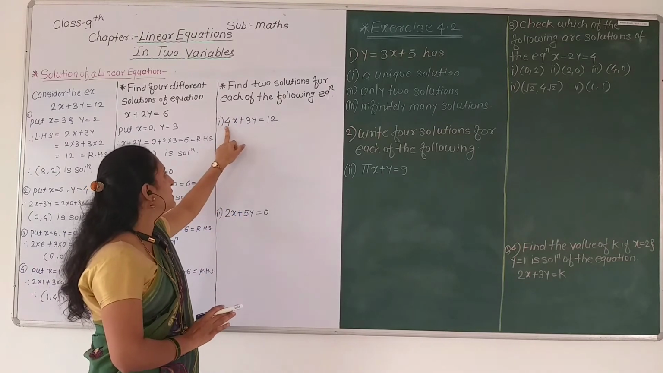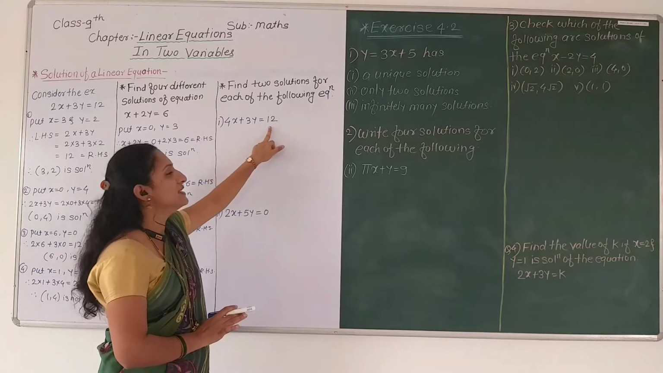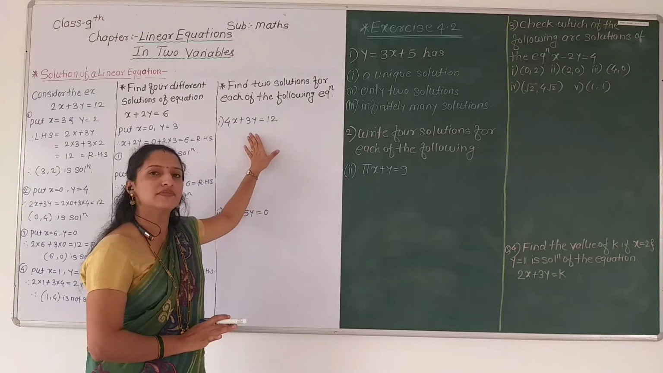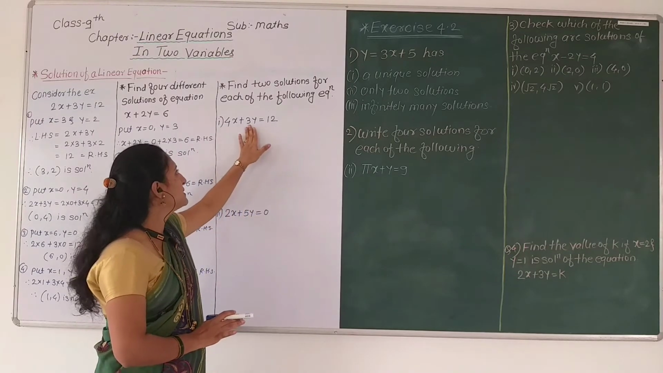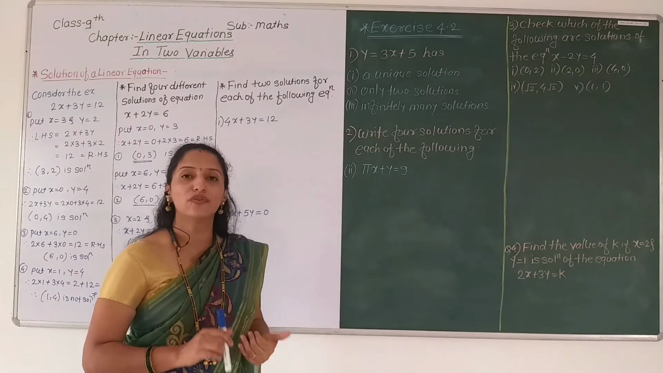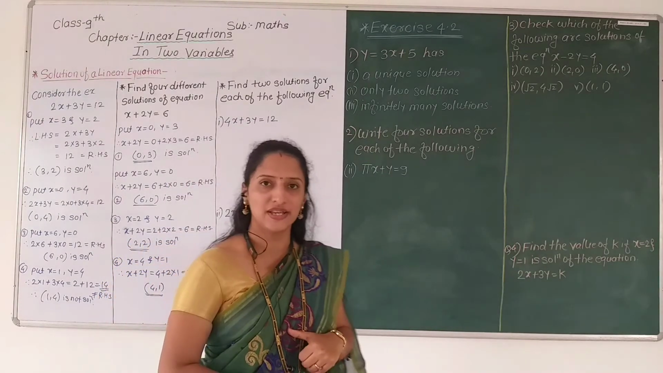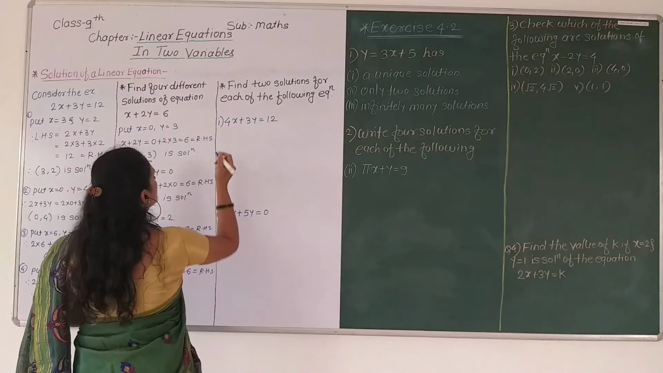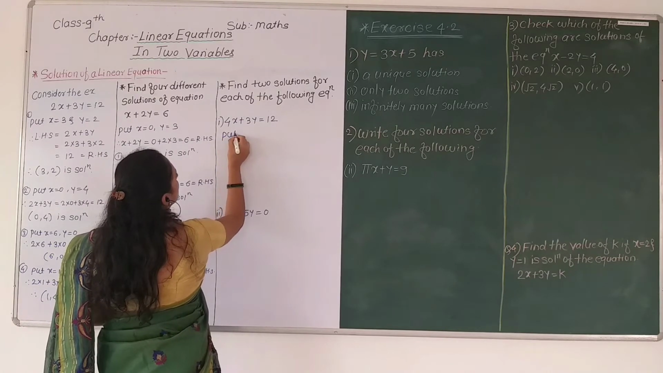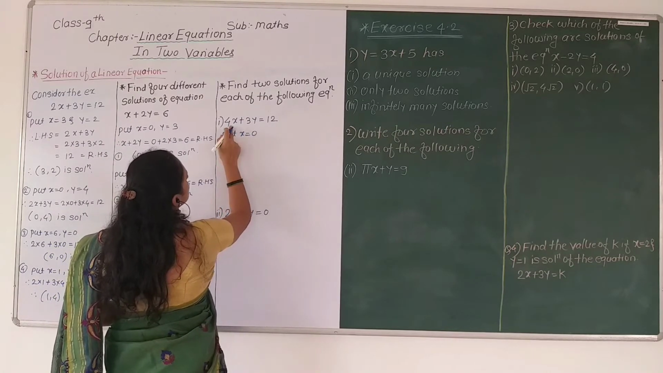For the following equation, our first equation is 4x plus 3y is equal to 12. Okay, this is very important: 4x plus 3y is equal to 12. We have to find two solutions for this equation. So for this, first I put x is equal to 0 in this equation.